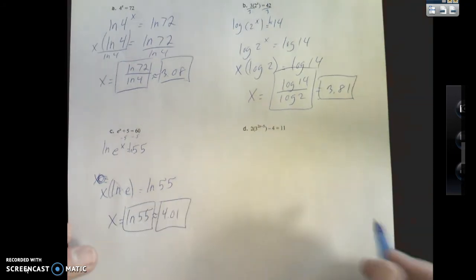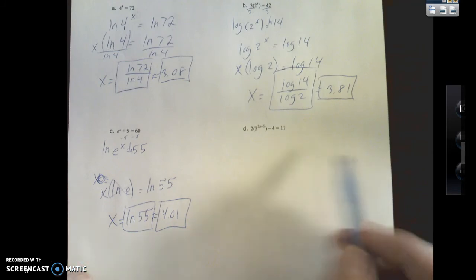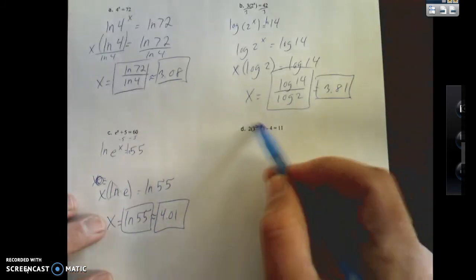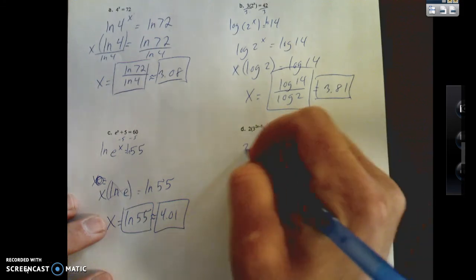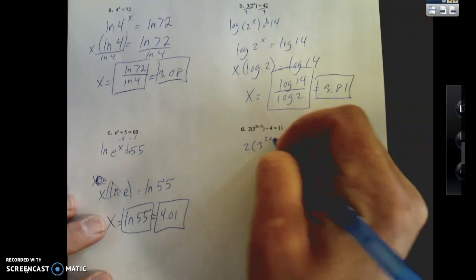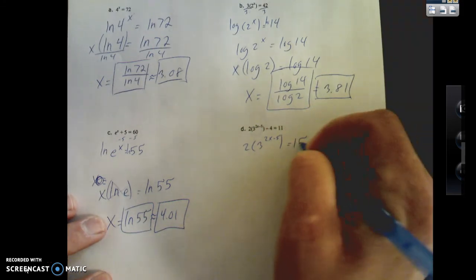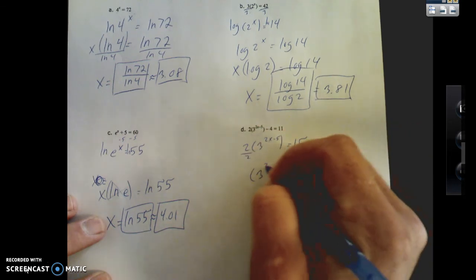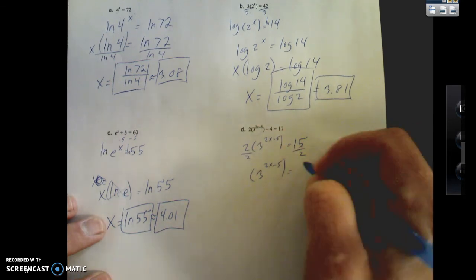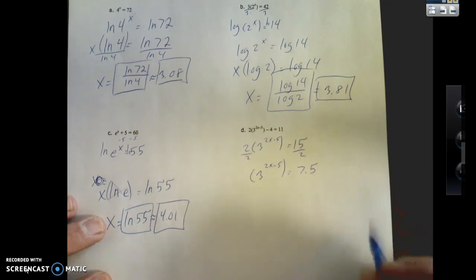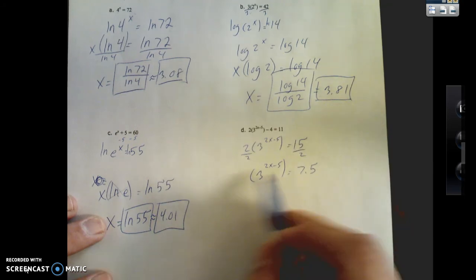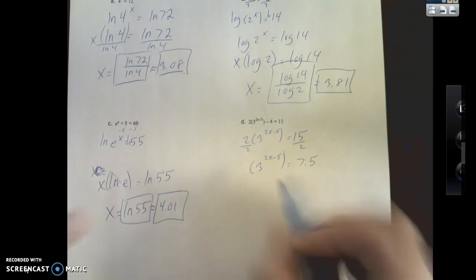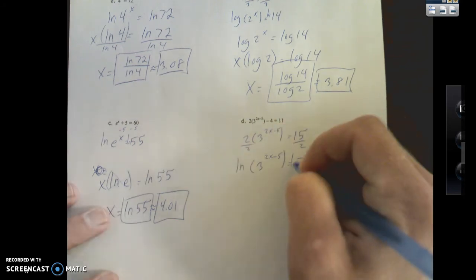Okay, very good. Finally, here for part D, I want to get this junk by itself, so I have to add the 4 over. So I have 2 times 3 raised to 2x minus 5 equals 15. Divide by 2. 3 to the 2x minus 5 equals, we'll call that 7.5. So now I want to get the exponent by itself. I can't rewrite 7.5 as a base of 3. I'm going to take the natural log of both sides.